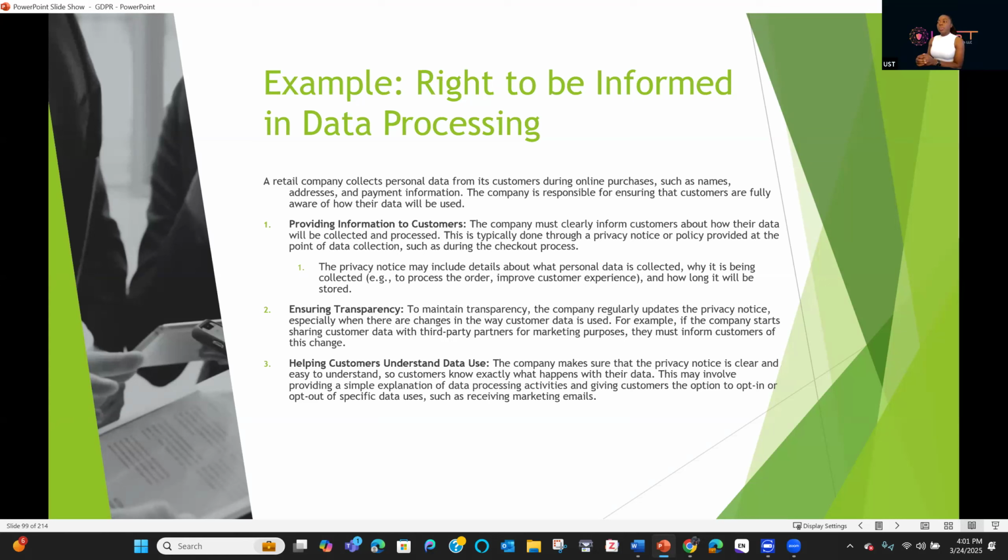Helping customers understand data use. The company makes sure that the privacy notice is clear and easy to understand. These are things that we've covered already. Make sure it is in their native language, a language that people can understand, and customers know exactly what happens with their data. This may involve providing a simple explanation of data processing activities and giving customers the option to opt in or opt out of specific data uses, such as receiving marketing emails. They give them that opportunity to decide if they want to opt in or opt out, but it's up to them. Okay.